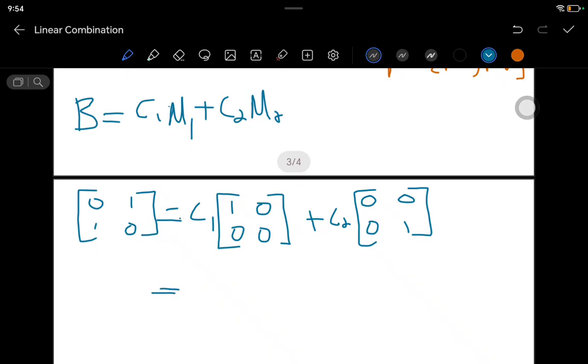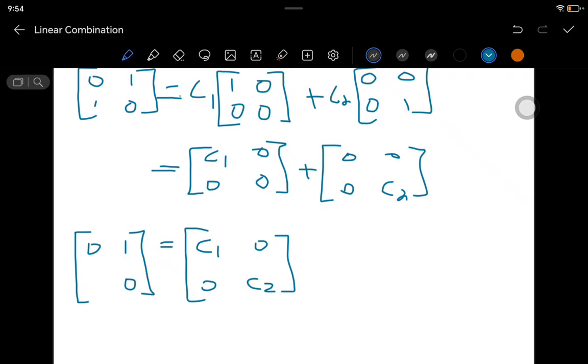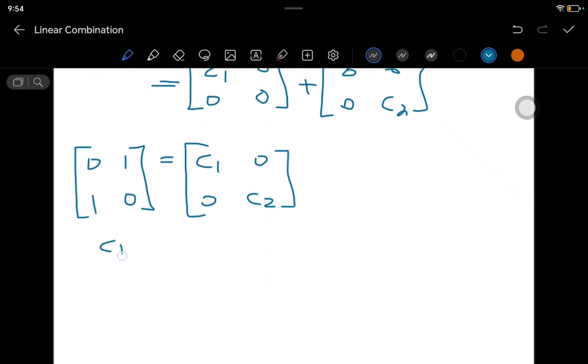So this is going to be C1 times 0, 0, 0 plus 0, 0, 0 times C2, and here we get C1 0, 0 C2. This side, remember, it's like this. So here we got that C1 is equal to 0, which is equal to C2. You see right now? Then now we need to verify.